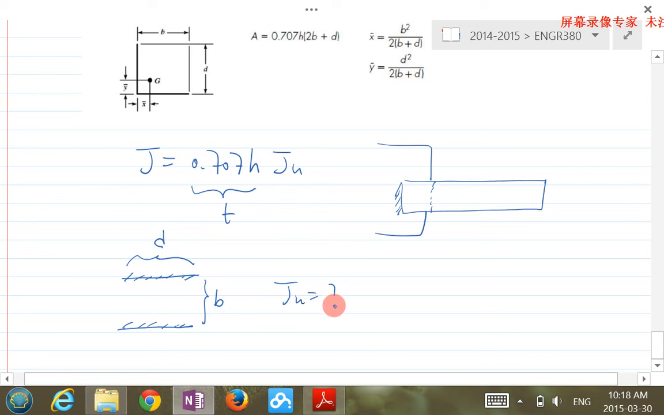That make sense? Otherwise, you will get the wrong JU, then the rest of the calculation will be wrong, right? So just be careful about this one in here.